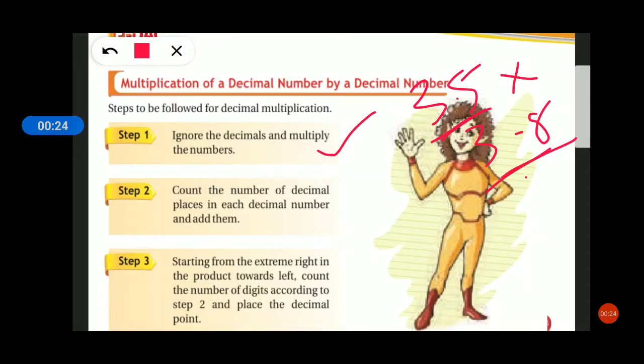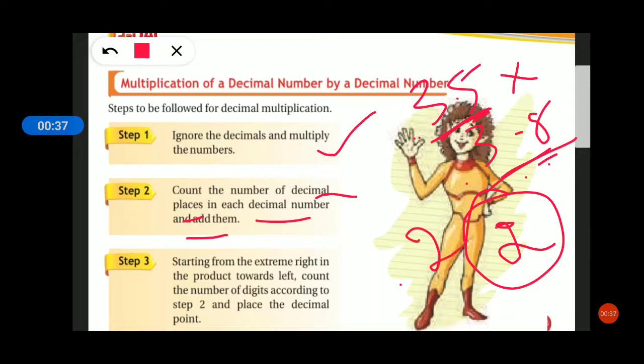Then count the number of decimal places in each decimal number and add them. In both the decimal numbers, how many decimal places are there? Here 1, here also 1. So 1 plus 1, 2. So in the product you need to have 2 decimal places. Understood, students? Starting from the extreme right in the product towards left, count the number of digits according to step 2 and place the decimal point.